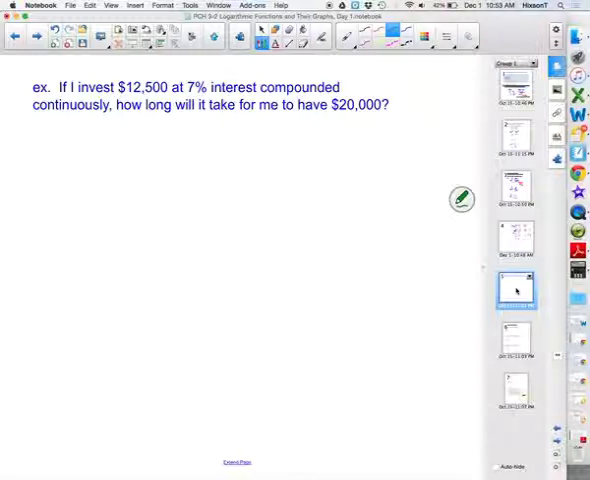But I know how much I want to end up with. How long will it take me to have $20,000? Let's make sure everyone's on the right formula, and then I'll let you guys try this. What formula should we be using here? A equals P times e to the power of rt.